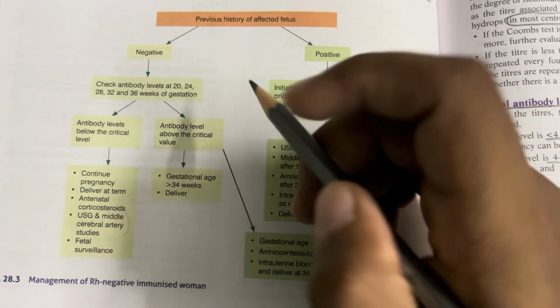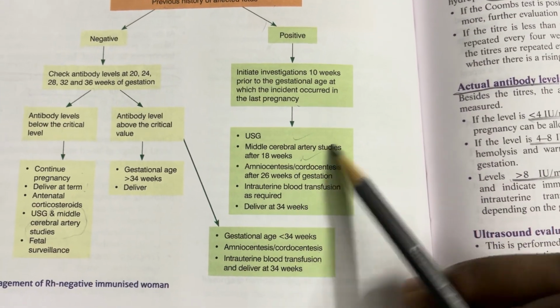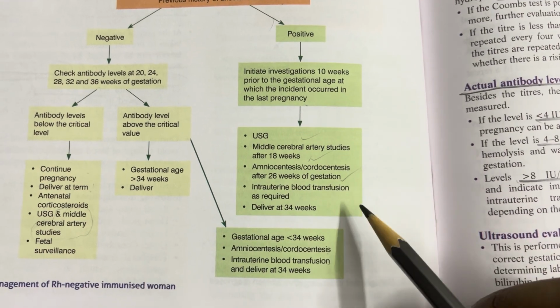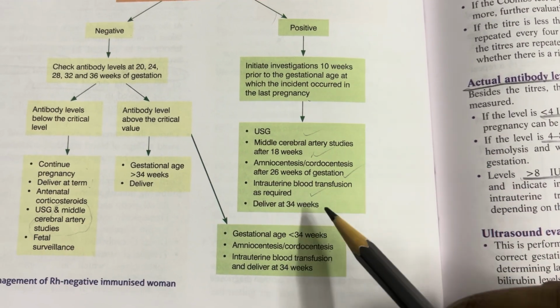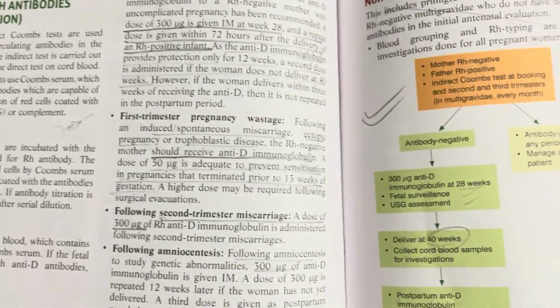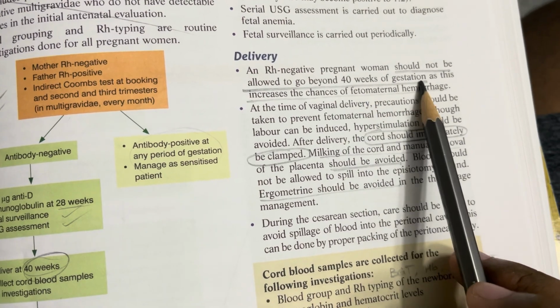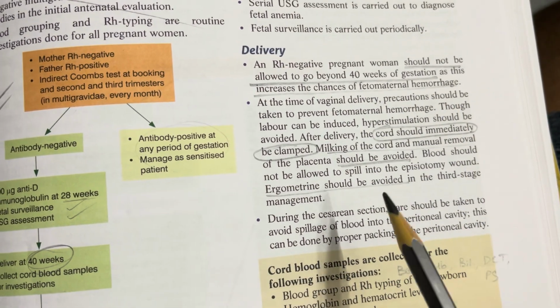Okay, 10 weeks prior you have to do all this. So again, ultrasound, middle cerebral artery studies, amniocentesis and cordocentesis, intrauterine blood transfusion, deliver at 34 weeks. Okay, so that is what is there. And in delivery, you need to remember that it should not be allowed to go beyond 40 weeks, as this increases the chance of fetal-maternal hemorrhage.